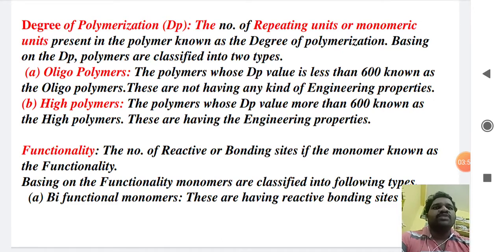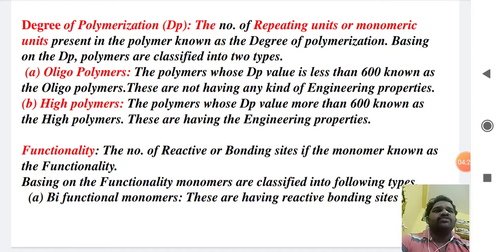Coming to the second one, high polymers. The polymers whose DP value is above 600 are known as high polymers. These act as engineering materials because they have above 600 monomeric units. When the number of monomeric units present in the polymer is larger, we can observe the force of attraction between the monomeric units. That's why the strength of the polymer is higher.